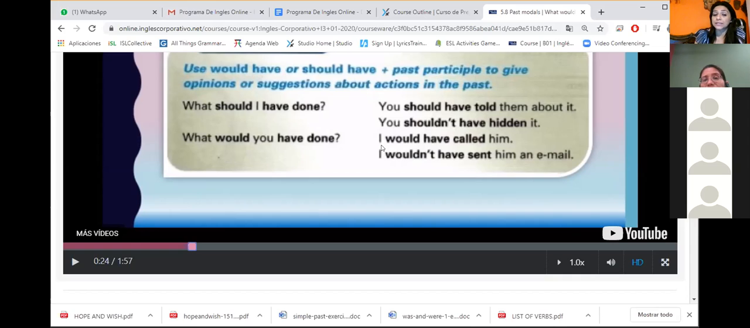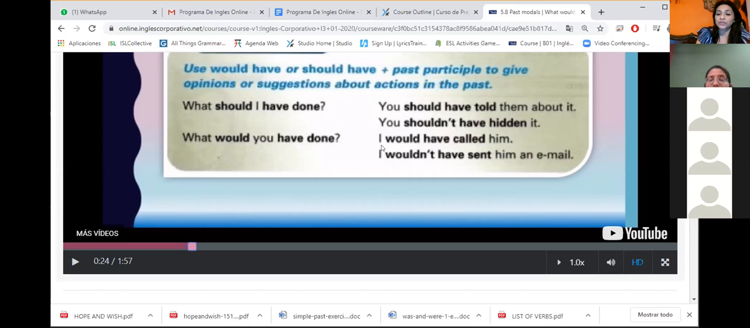But the rest, the structure is the same, right? You use should or would plus have. It goes together: should have, would have, and then the past participle of the other verb that you're going to be using. That's pretty much what it is, all right?